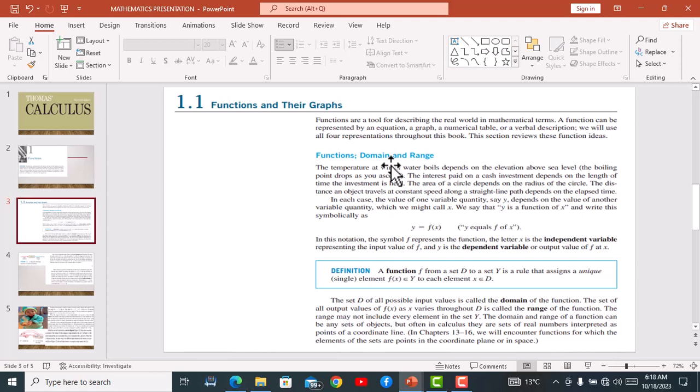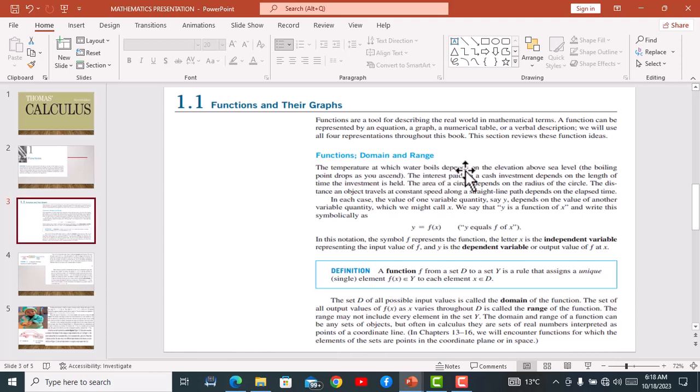Now that we know there's a relationship happening between 2, 3, 4, 5 things, depending on the dimensions of the objects of interest, and having viewed the function in terms of a numerical table, an equation, a graph, or a verbal representation, we want to know the domain and the range of this function. So let's read what Thomas has to say.